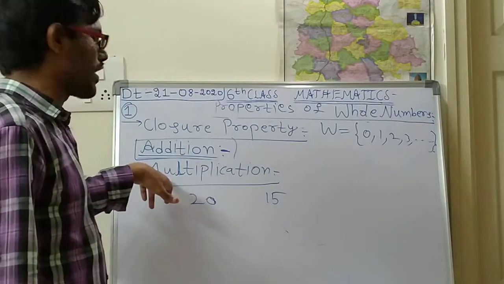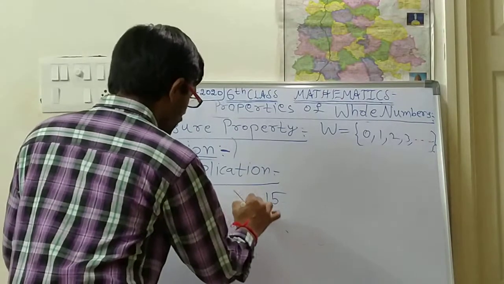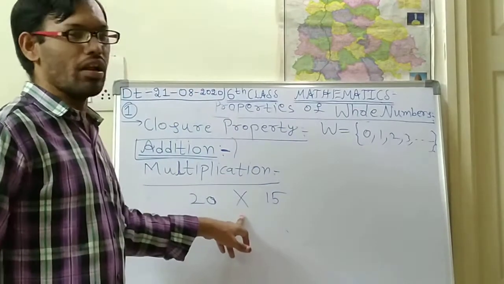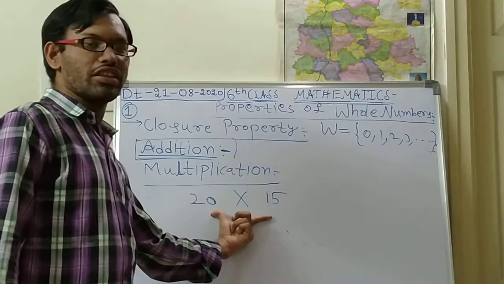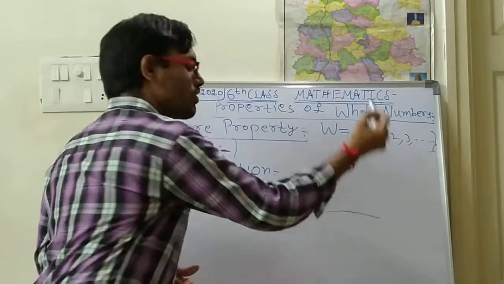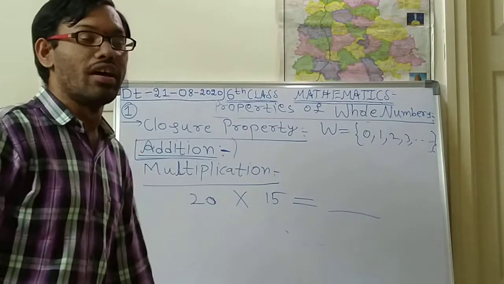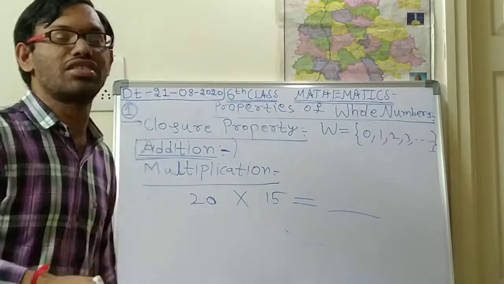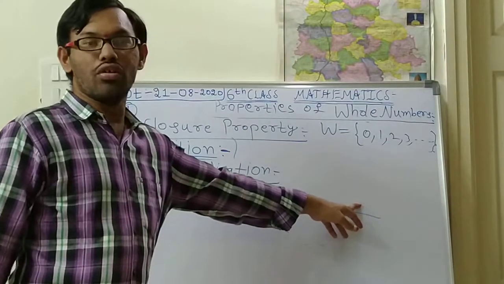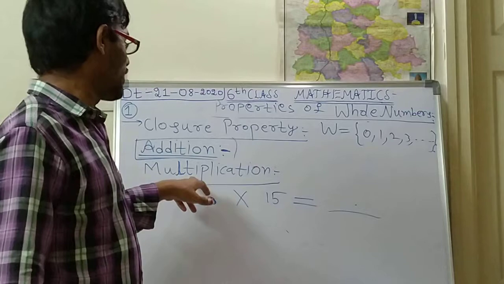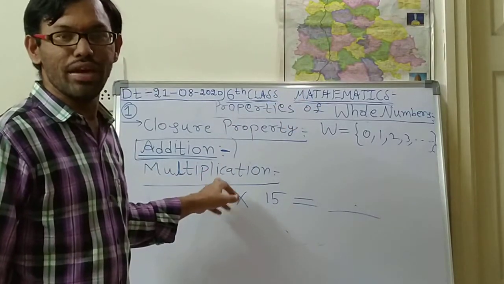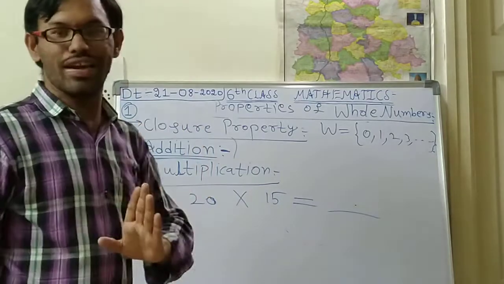So under multiplication we are checking. That means here, instead of the addition sign, you should keep the multiplication sign, the cross symbol. By multiplying these two whole numbers, the result should also be a whole number only, instead of any fractions or decimals. At that time, the closure property of whole numbers under multiplication will be satisfied. I hope you are understanding.